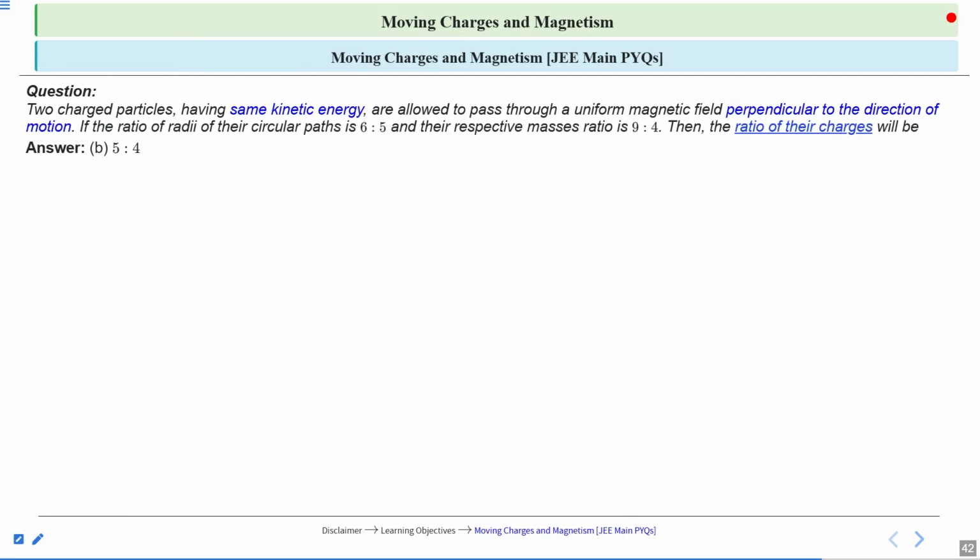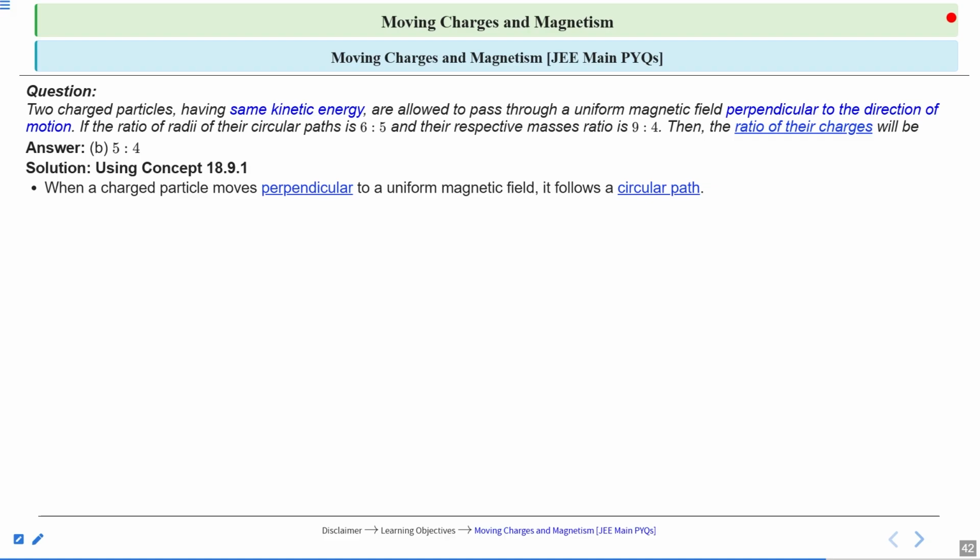So let's see the solution. The correct option is B, 5:4. Using concept 18.9.1: when a charged particle moves perpendicular to a uniform magnetic field, it follows a circular path. That is something we have studied.